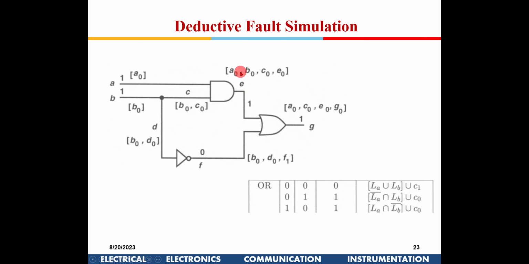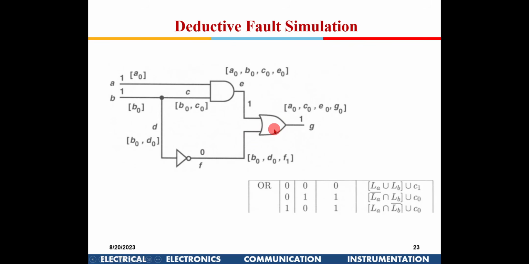So referring to that table, this is an OR of this and this. So all these faults are available here. So at this place I have a B0 and this is a different D0, right? And here B0 D0 will be available and F1 will also be available. That is coming from the NOT gate property, right?